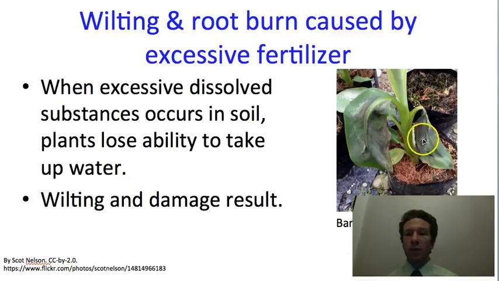So here's a plant that was over-fertilized. And the result of this was that the roots were no longer able to take in additional water, and the plant leaves have wilted. Before they wilted, some additional damage was caused, which causes the brown coloration you see here. So just to emphasize this, when excessive dissolved substances occur in soil, then plants are going to lose their ability to take up water, with wilting and damage being the result.